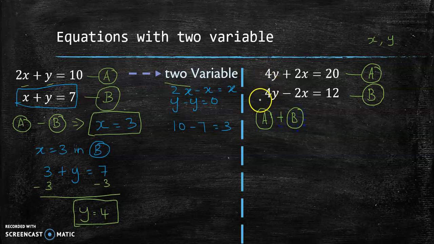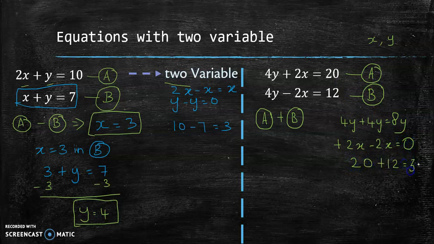If you add A plus B, 4y plus 4y becomes 8y, plus 2x minus 2x becomes 0. 20 plus 12 becomes 32. So let's sum this up into an equation: 8y equals, because this is 0 we will leave it off, 32. So now near y, what do you have? 8y, right? So we will divide by 8 on both sides. So 8 over 8 is 1. So we get y equals 32 over 8, which is 4.